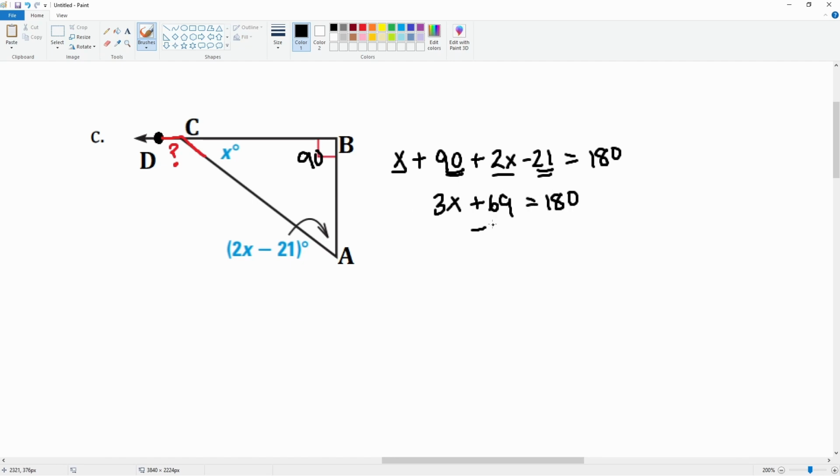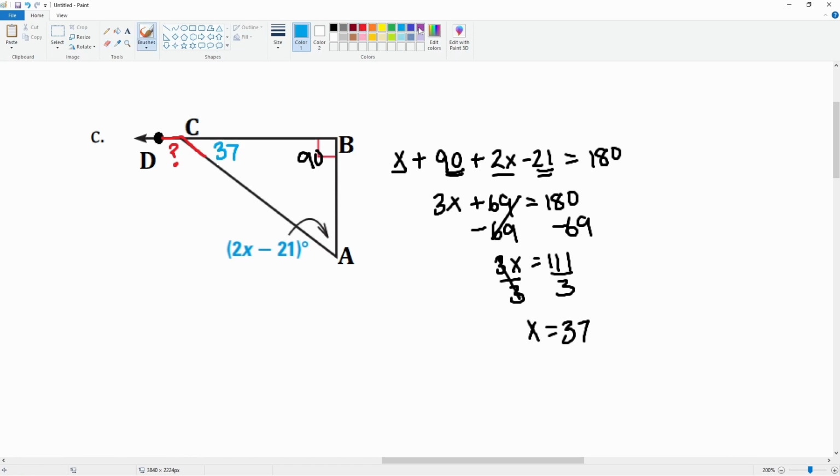Let's solve for x. So we minus 69 to both sides. This cancels. 3x is equal to 180 minus 69. This gets you 111. Divide by 3, divide by 3. This cancels. X is equal to 111 divided by 3. That gets you 37. So we know that this angle is 37.